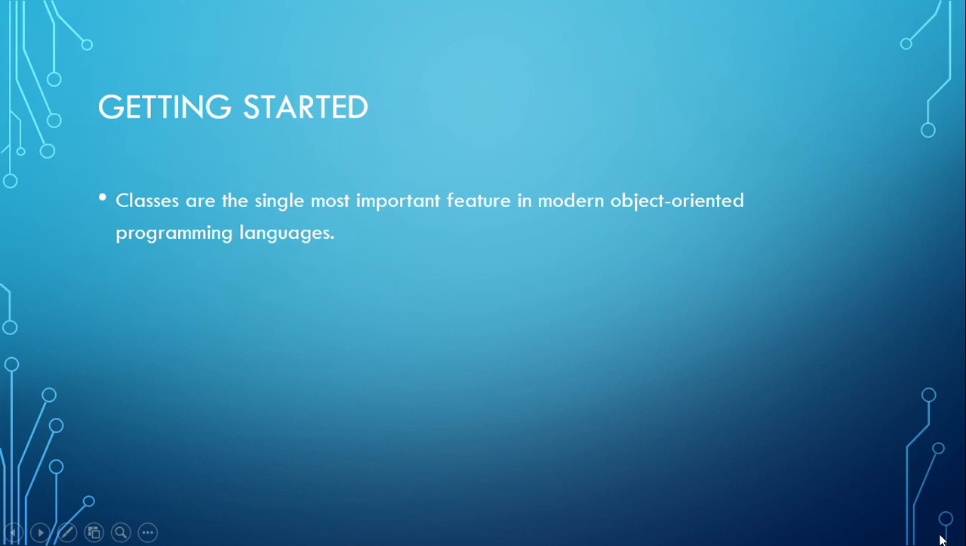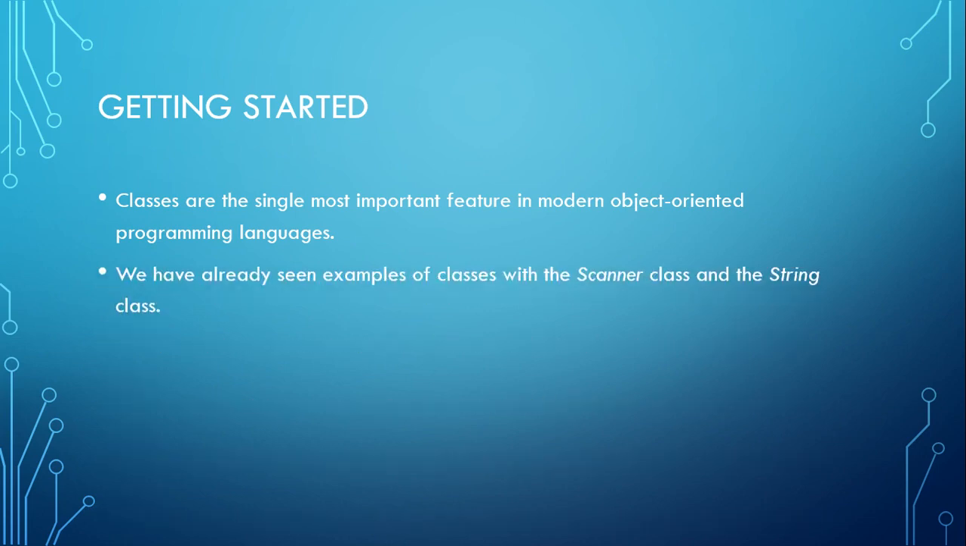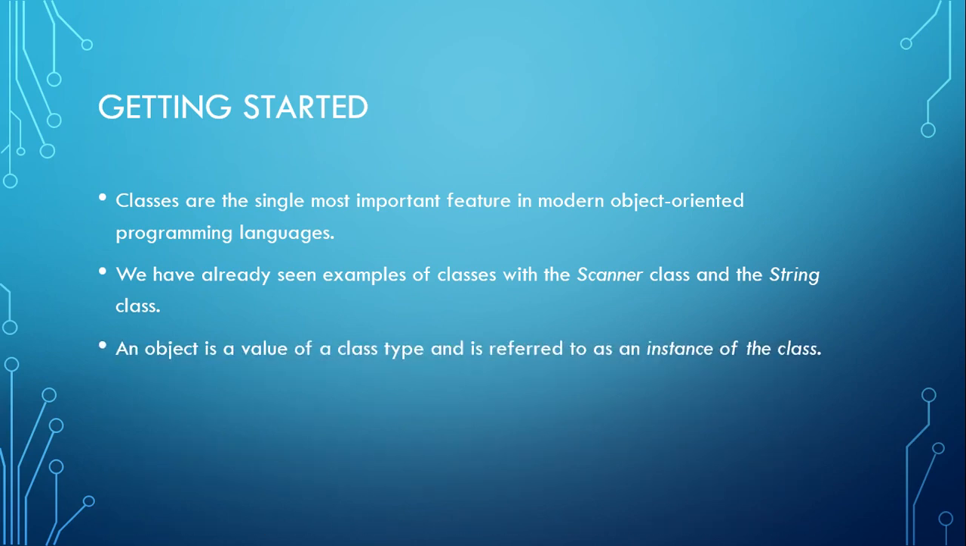So let's get started here. Classes are the single most important feature in modern object-oriented programming languages. Up to this point, we've dealt with a lot of the fundamental underlying features, such as loops, conditional statements, output, input. But now we're actually going to get into the meat of the programming language, and we're doing that through classes. We've already seen examples of classes with both the Scanner class, which we use to get keyboard input, and the String class, which of course we use to generate strings.